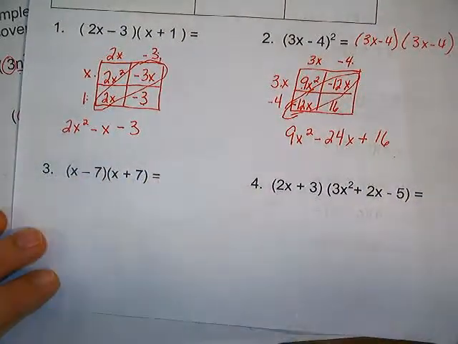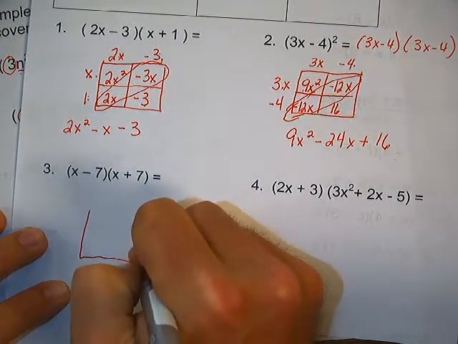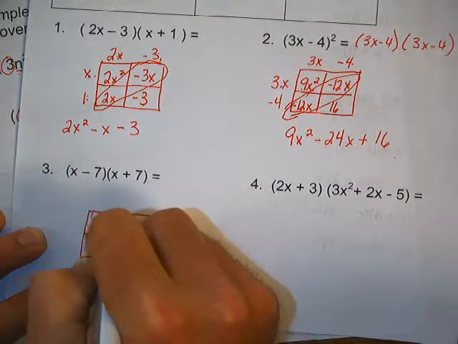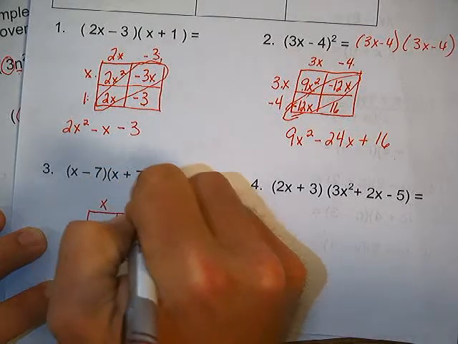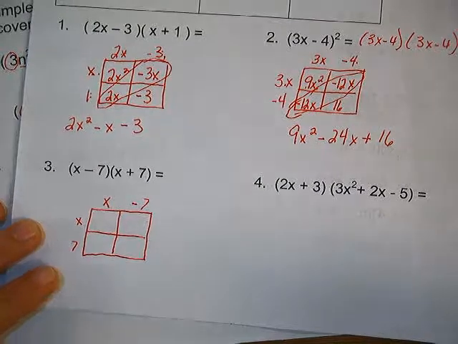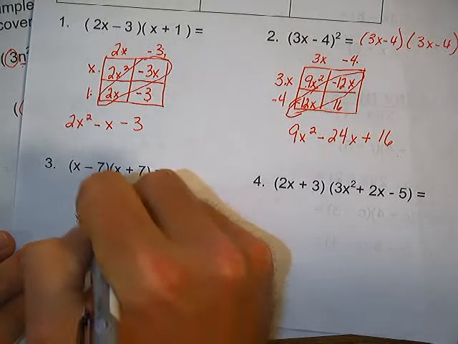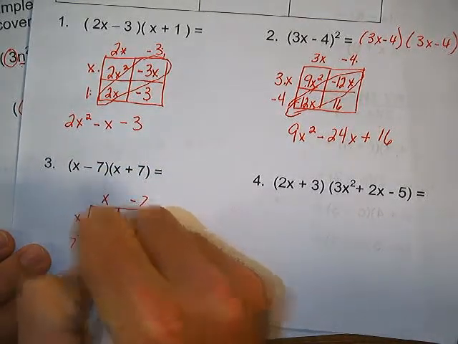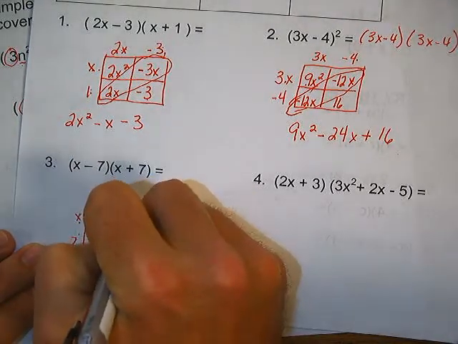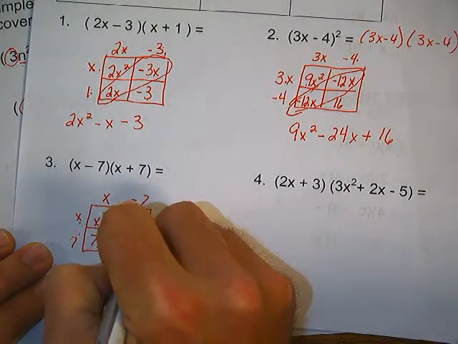multiplying x minus 7 times x plus 7. It's a 2 by 2 again, a binomial times a binomial. We have x negative 7 and x plus 7. Okay? X times x is x squared. X times 7 is 7x. Okay? Now go over here. Negative 7 times x. Negative 7x. And negative 7 times 7 is a negative 49.